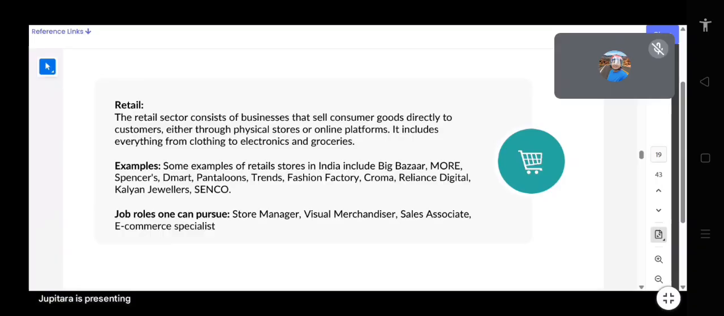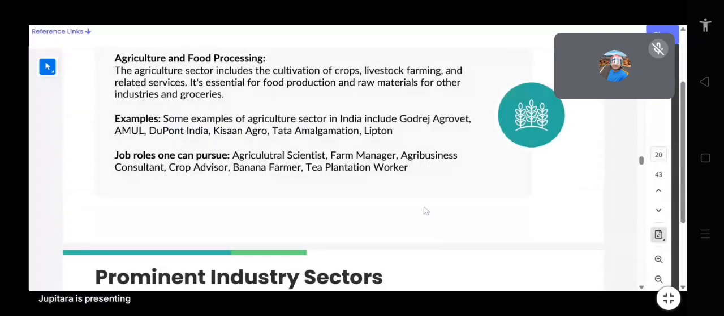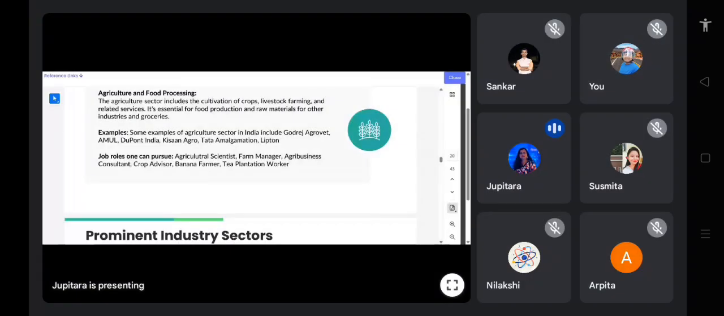Then some of the jobs which you can go for in the retail sector are store manager, visual merchandiser, sale associate, e-commerce specialist. So these are some of the roles you can go for. Sale associate is where the highest number of opportunities come up in the retail sector. This is also the number one position in India.